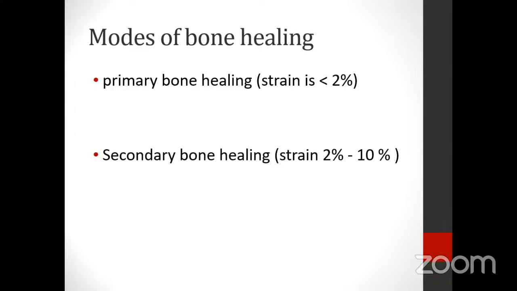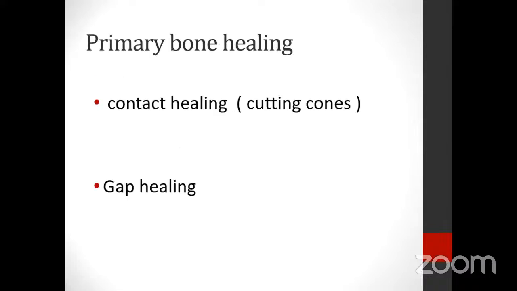And the second one, if the strain is between 2% and 10%, we will have what we call the secondary bone healing. And we can call it as well the relative stability mode of healing. And if the strain is above 10%, the fracture site will go into non-union with its types. Next, please.